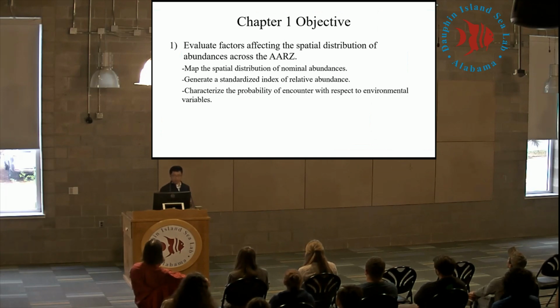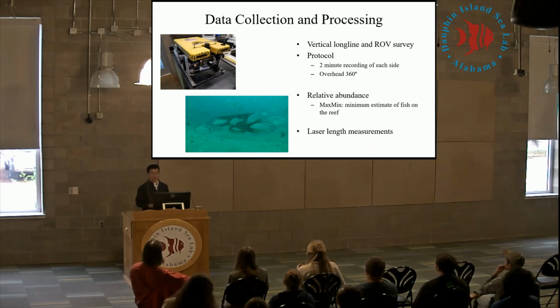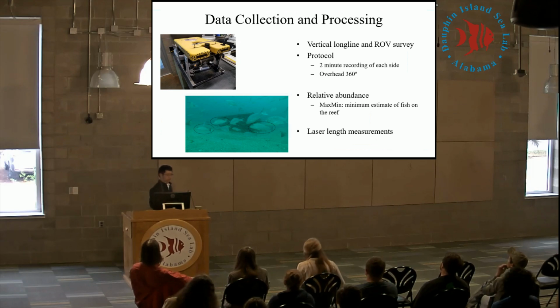My chapter 1 objective is going to be evaluating the factors that affect the spatial distribution of them in the reef zone. And for these, I have 3 goals. The first is to map the spatial distribution of their nominal abundances. Second, to generate a standardized index in order to be able to estimate the relative abundances. And finally, to characterize the probability of encounter, or just that you would see one under a certain set of circumstances in the reef zone, which I'll explain later.